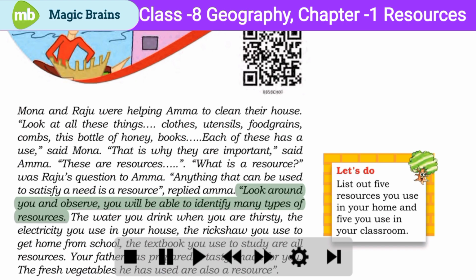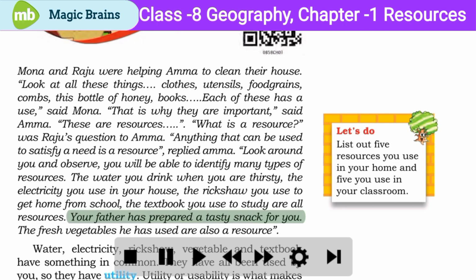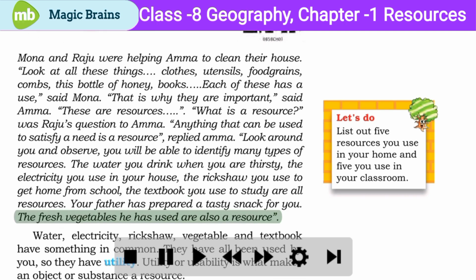Look around you and observe. You will be able to identify many types of resources. The water you drink when you are thirsty, the electricity you use in your house, the rickshaw you use to get home from school, the textbook you use to study are all resources. Your father has prepared a tasty snack for you. The fresh vegetables he has used are also a resource.